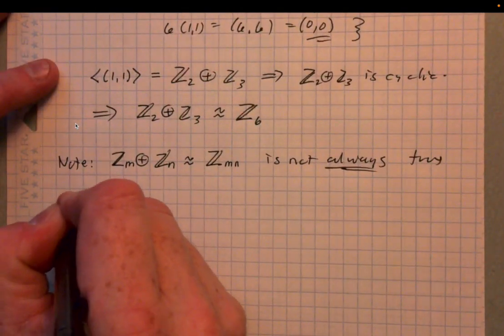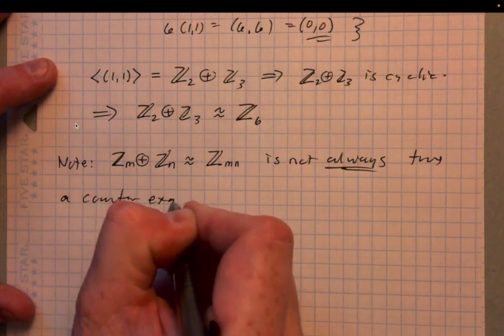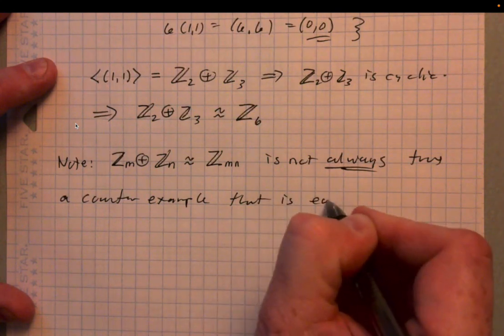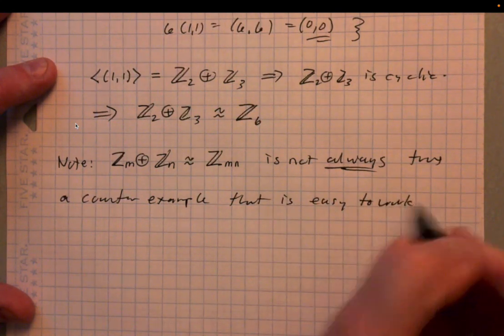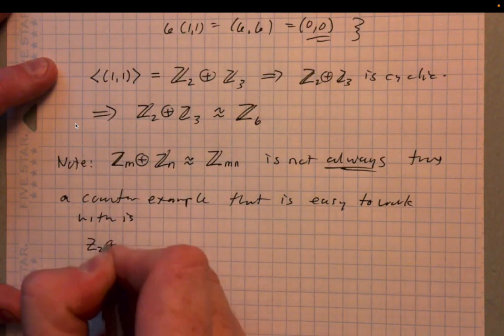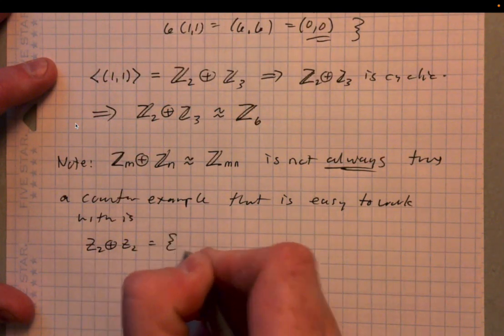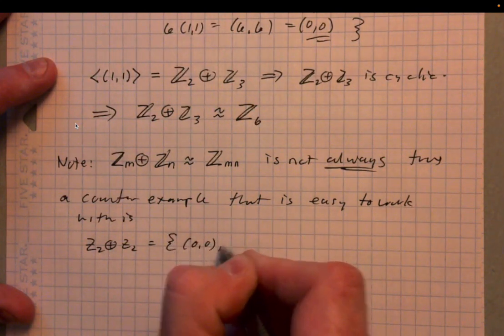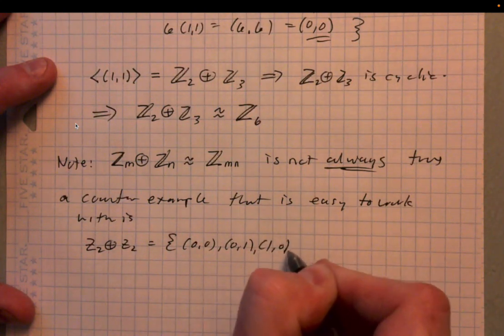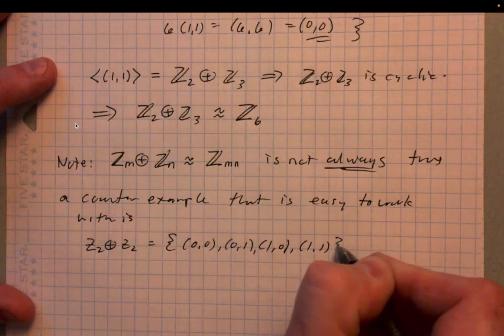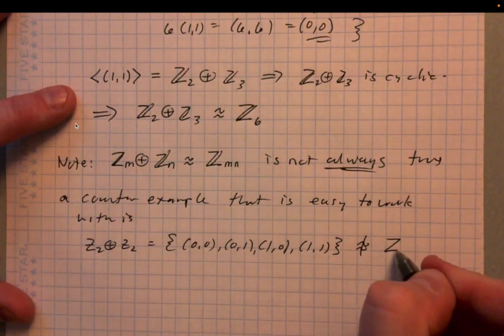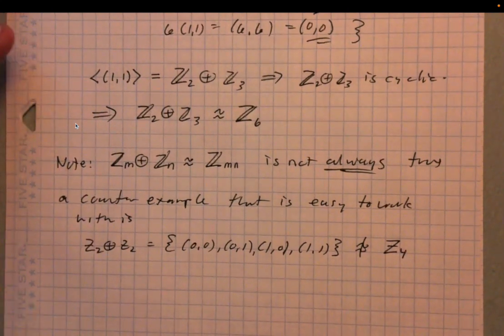A counterexample that is easy to work with is Z2 plus Z2. We know that that's (0,0), (0,1), (1,0), and (1,1). And that is not isomorphic. So Z2 times Z2, you might think it's isomorphic to Z4, but it is not.